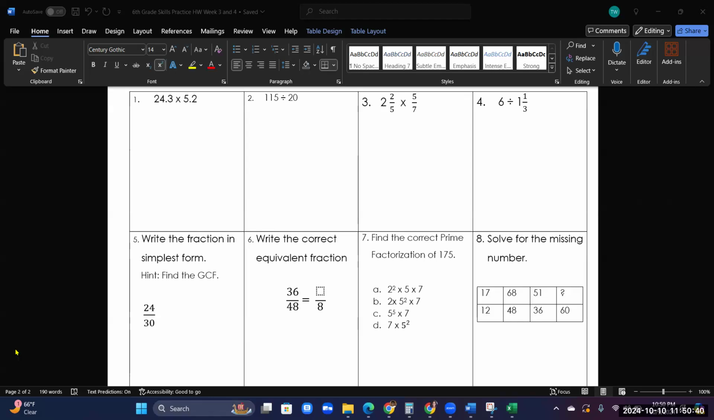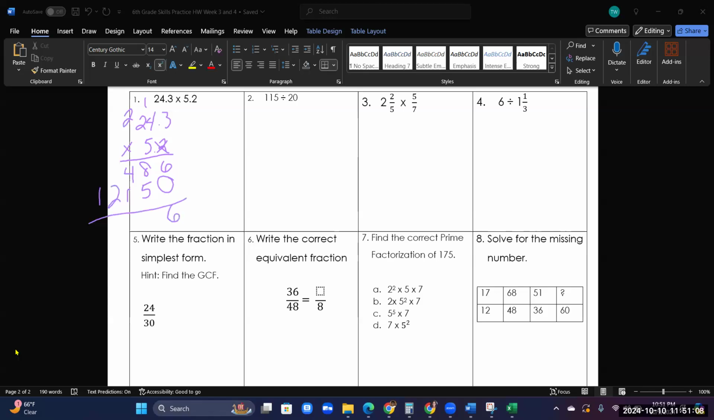24.3 times 5.2. Multiplying decimals. Line up according to place value. 3 times 2 is 6. 4 times 2 is 8. 2 times 2 is 4. Cross out, placeholder. 3 times 5 is 15. 5 times 4 is 20 plus 1, 21. 2 times 5 is 10 plus 2, 12.